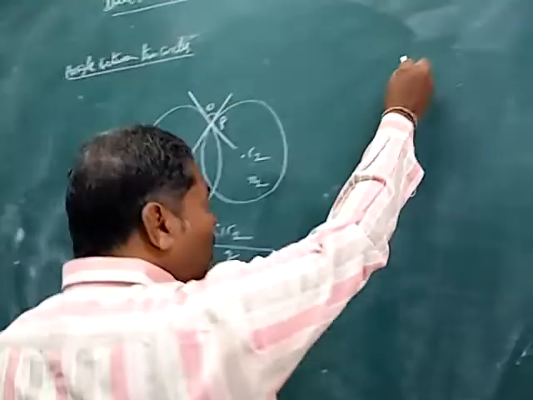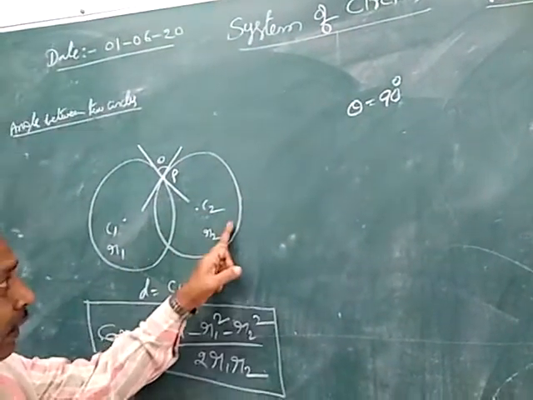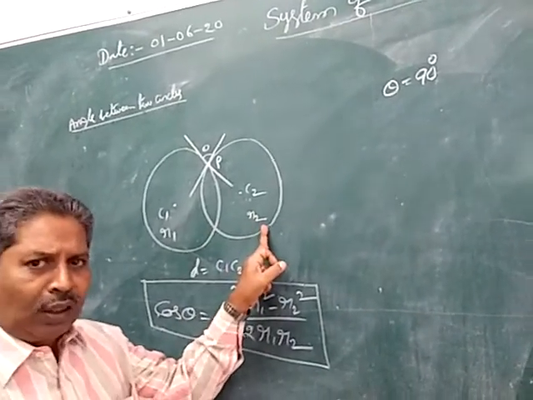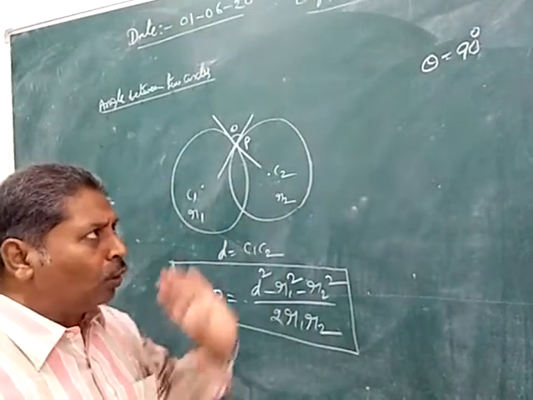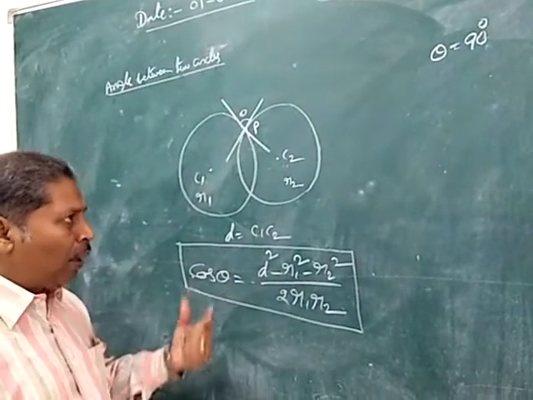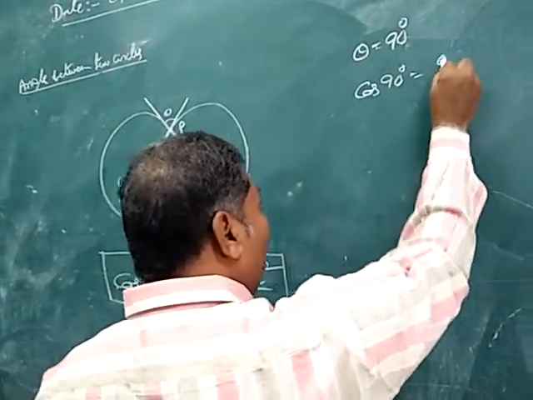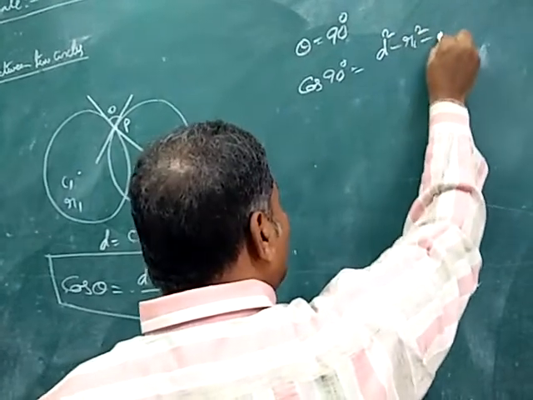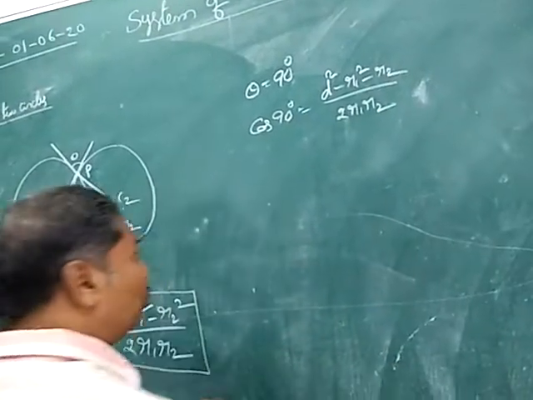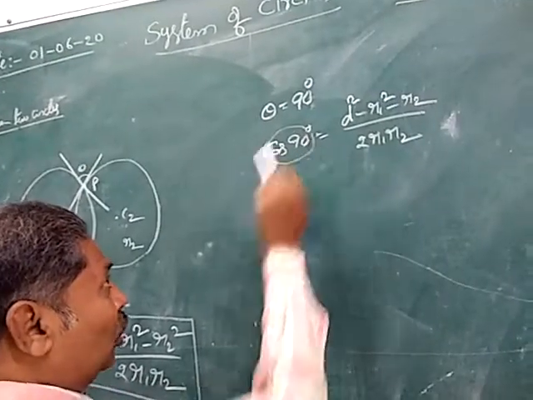Suppose theta equals 90 degrees, then we say that these two circles intersect orthogonally. When theta equals 90 degrees, the formula becomes cos 90 equals D square minus R1 square minus R2 square by 2 R1 R2. We know that cos 90 value is 0.